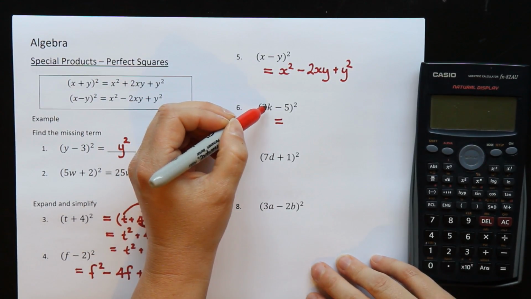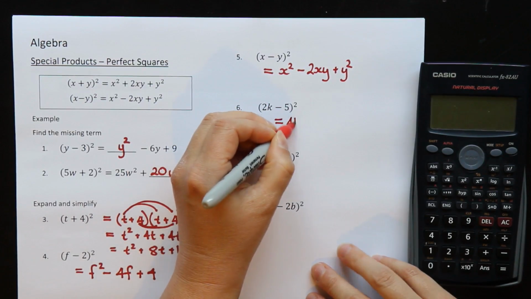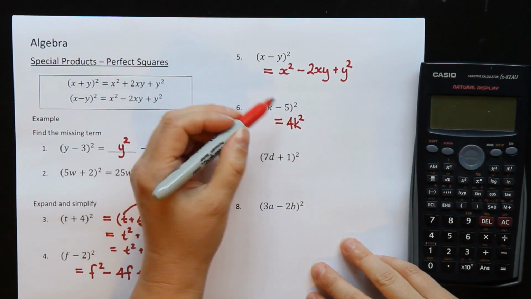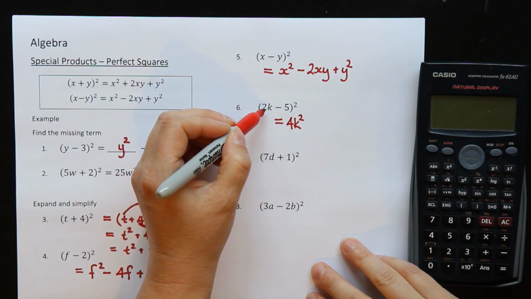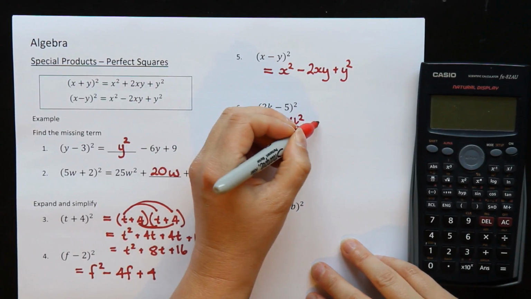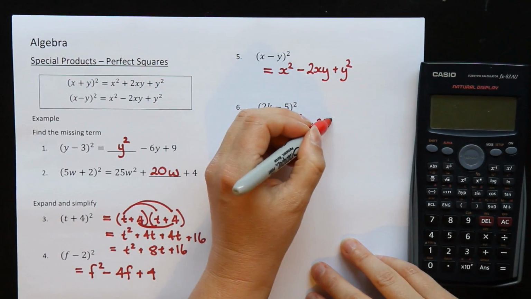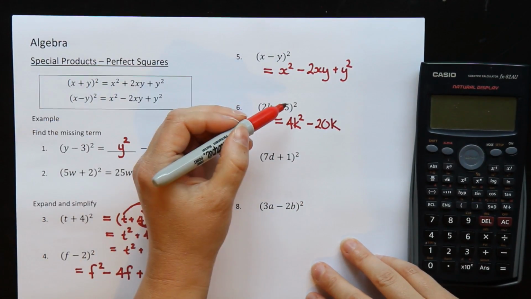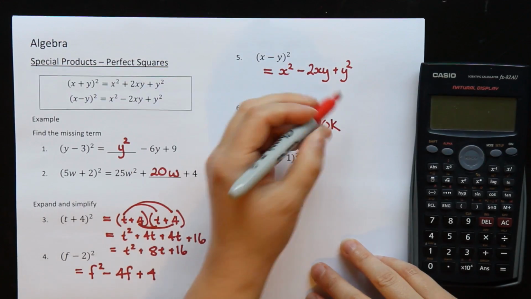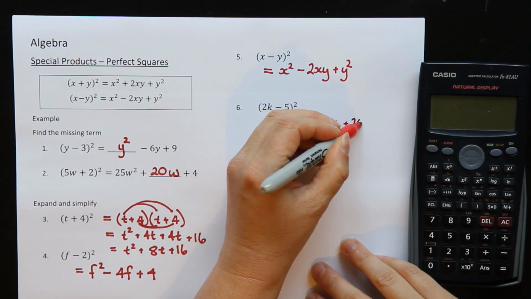2k times 2k, 2 times 2 is 4k squared, times the 2 terms together makes 10k or minus 10k, and double it will be minus 20k. And then last times last, 5 times 5 is 25.